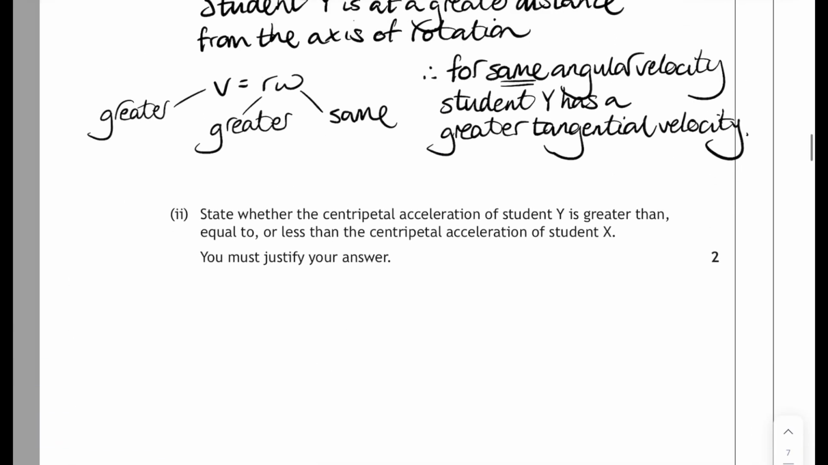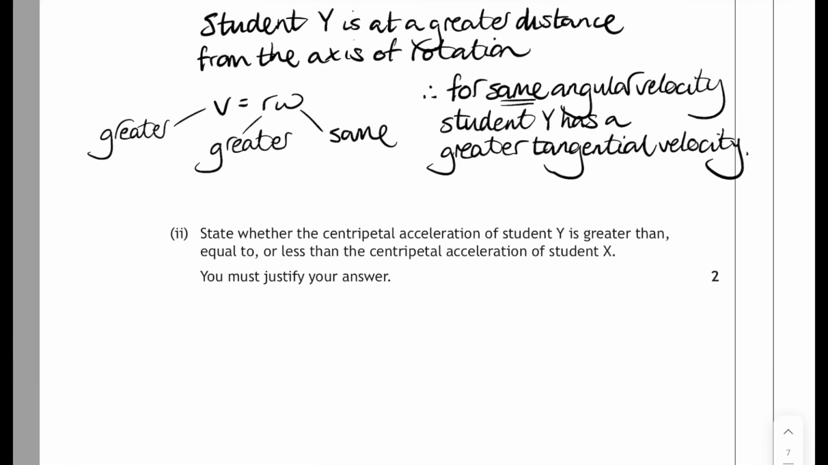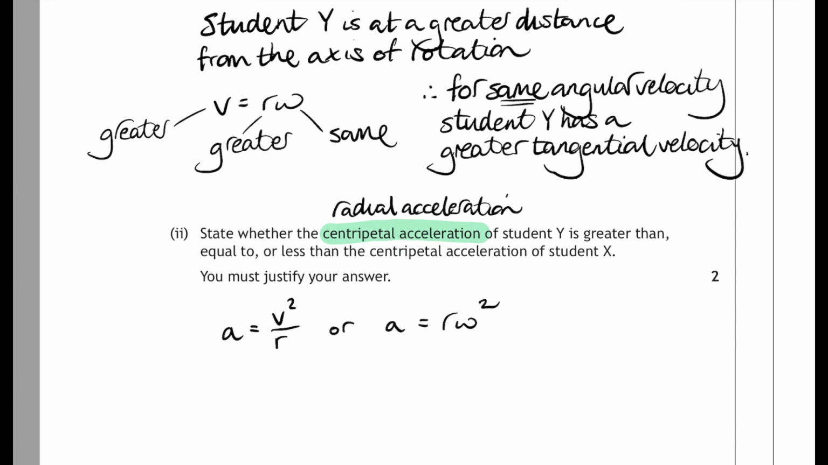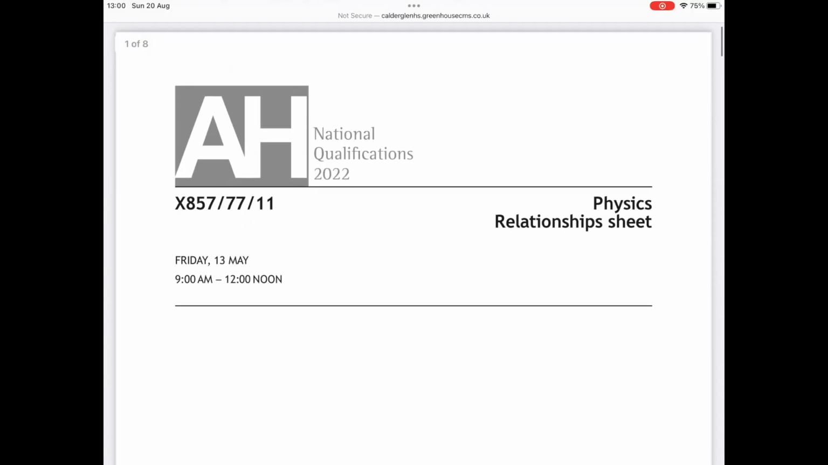Okay, final piece of the question, state whether the centripetal acceleration of student Y is greater than, equal to, or less than the centripetal acceleration of student X. Well, we've got a relationship for this as well on our relationship sheet. The radial acceleration equation. In fact, there's 2 versions of it. a equals v squared over r, or a equals r omega squared.